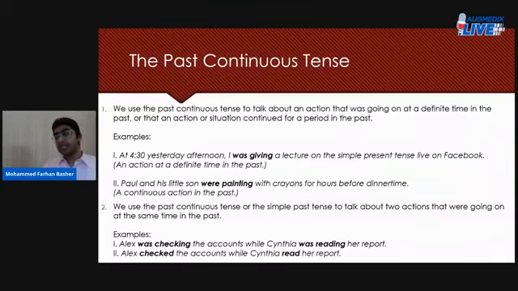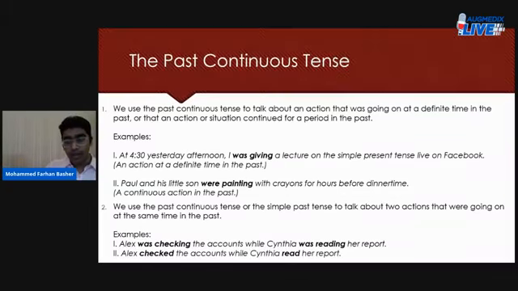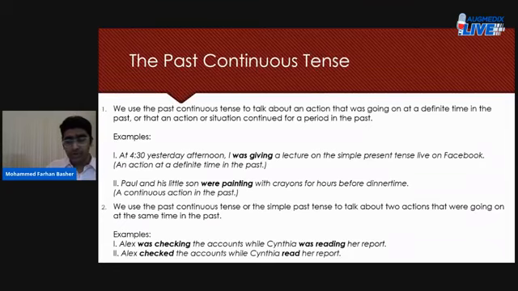Okay. All right, rule number two of the past continuous tense. We use the past continuous tense to talk about two actions that were going on at the same time in the past. Now, you have two actions, all right? You want to talk of two past actions that were taking place at the same time, that were occurring simultaneously. So what do you employ? The past continuous tense.